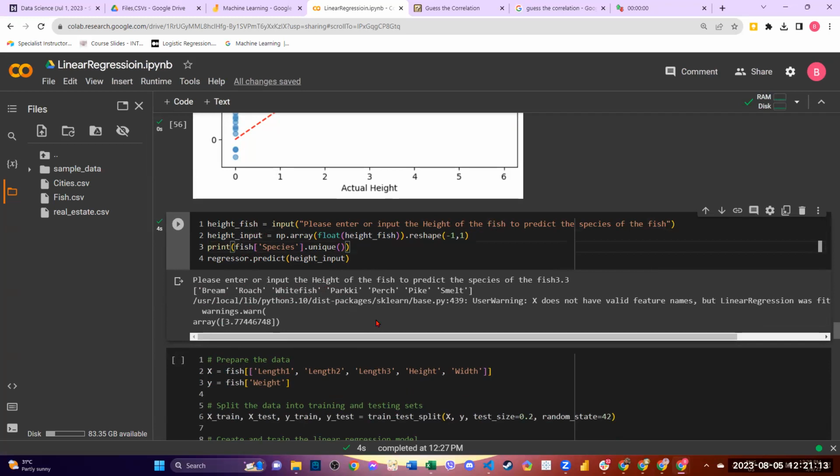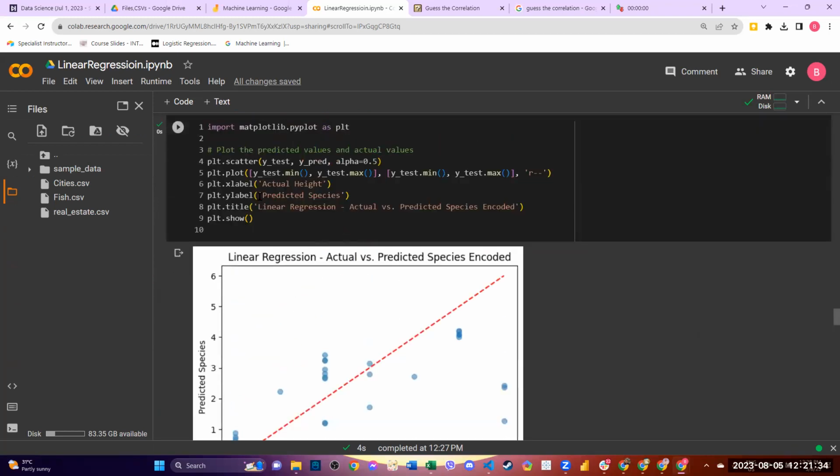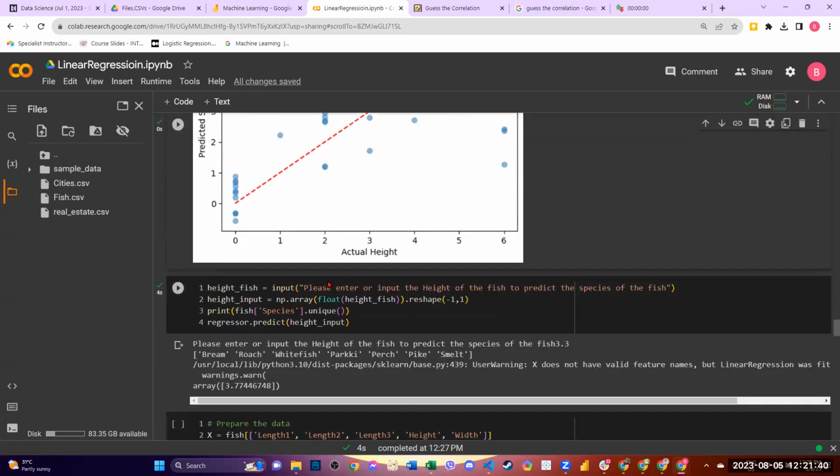Because our prediction here says it's 3.7. So it can also be a Perch, because when we round it off, it becomes 4. So it's around Parkki or Perch, the fish of our prediction, based on height. Okay? Did you get that?